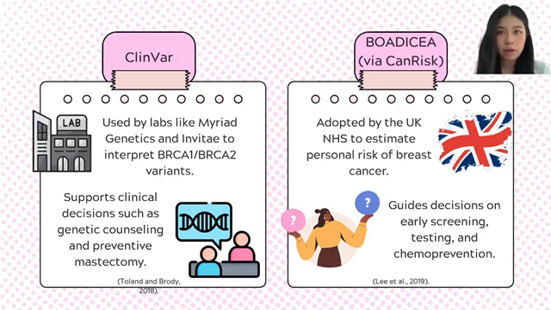Lastly, BOADICEA, which is used through the CanRisk platform, is used by the UK NHS to estimate a woman's risk of developing breast cancer. Based on the results, doctors can recommend early screening, genetic testing, or preventive medicine. In short, these tools can help turn complex genetic DNA into real action, improving early detection, prevention, and personalized care.